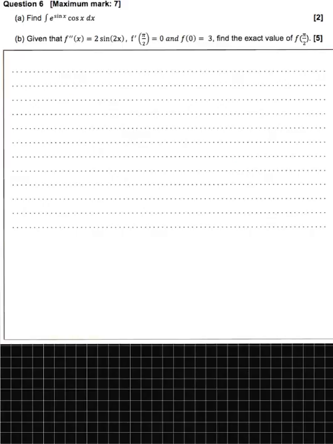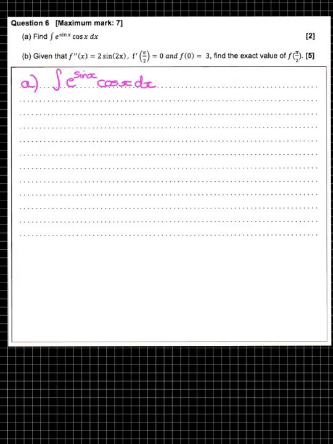Paper 1, question 6. It's asking us, firstly in part A, to just do an integral. So it's asking for the integral of e to the sine x cos x. So we'll do it formally. Some of you might just be able to spot how to do it. But what we would do is we would say, let's let u equal the ugly bit, which is e to the sine x, and the ugly bit of that is the sine x.